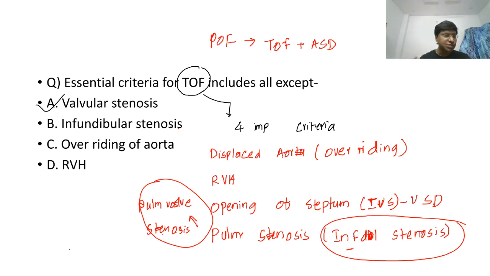But for most of the students, the confusing area, a little difficult to remember, is the trilogy of Fallot. Right? Trilogy of Fallot. So this is one of the little difficult areas for most of the students. What are the components to remember in the trilogy of Fallot? Can anyone tell me what the components are in case of trilogy of Fallot?